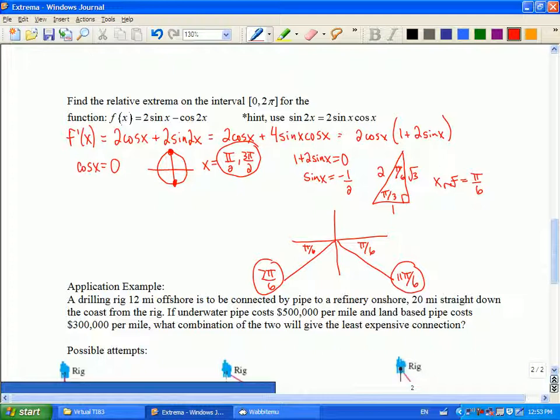That means because sine is negative in quadrants 3 and 4, that's where I'll find my answers. And the reference angle I get is pi over 6. So I think I'm okay here. That means I have 4 places to check as well as my endpoints. So these are the candidates we're going to be looking at.